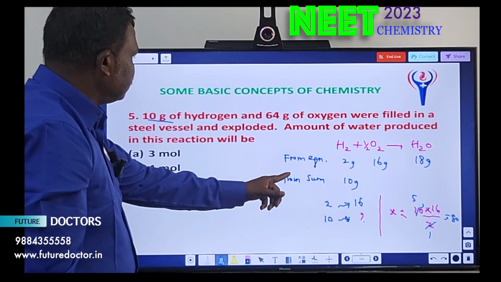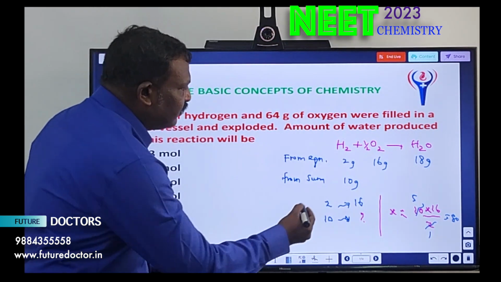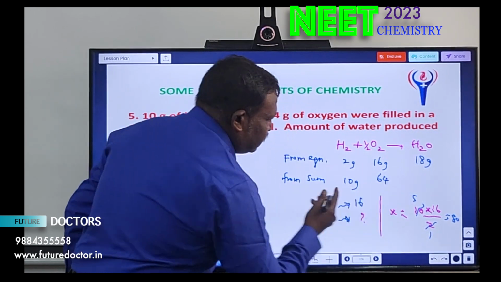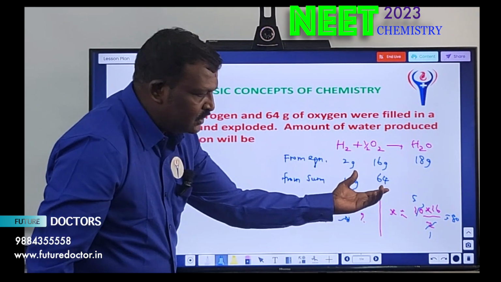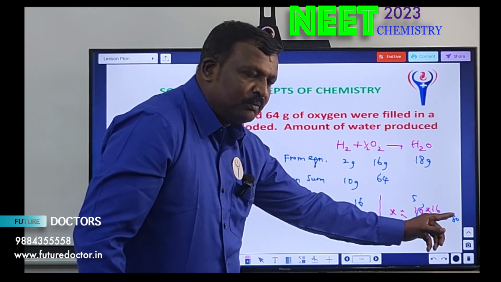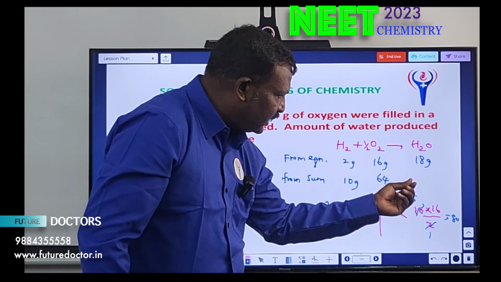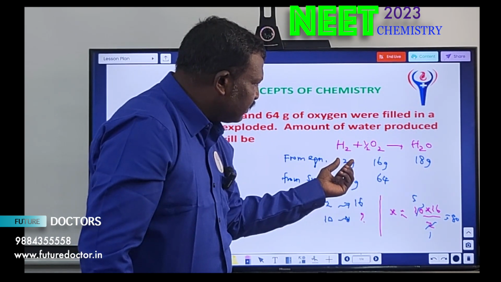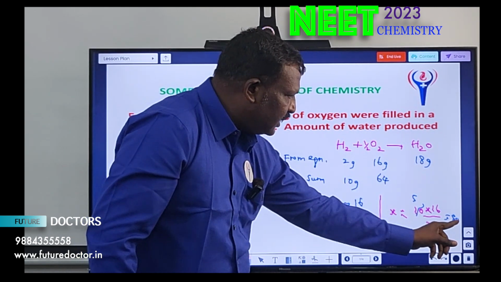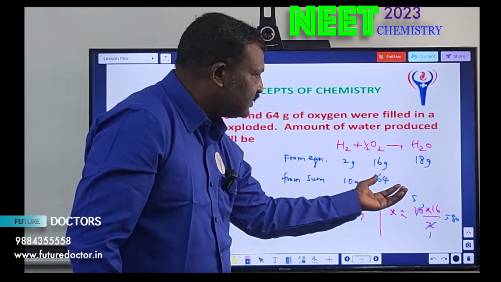Now see the sum: 10 gram of hydrogen and 64 gram of oxygen. From the sum, these are the information we are getting, isn't it? Actually, when 2 gram can react with 16 gram, 10 gram can react with 80 gram. But in your question, only 64 gram is given. This is a less value.